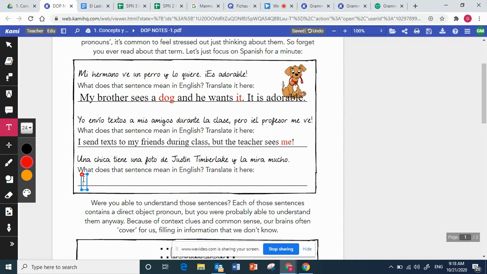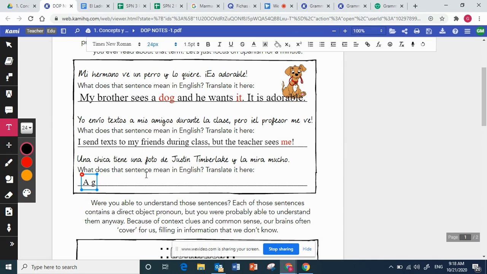And lastly, this says, "Una chica tiene una foto de Justin Timberlake y la mira mucho." So if I were to put this back into black for us, a girl has a photo of JT. I'm going to put JT for Justin Timberlake, and looks at it a lot.